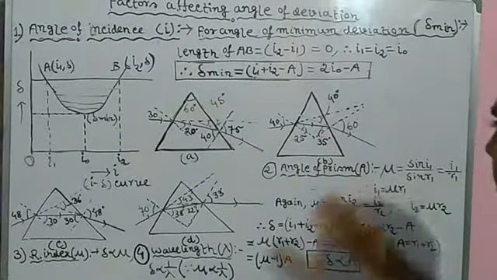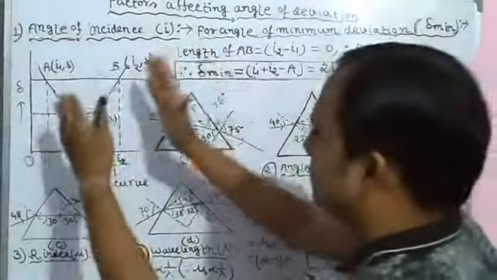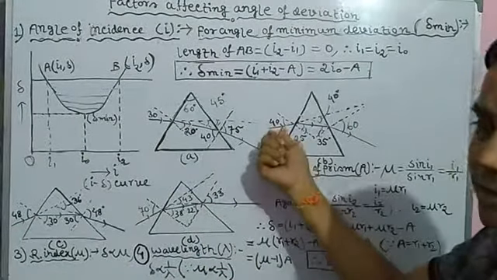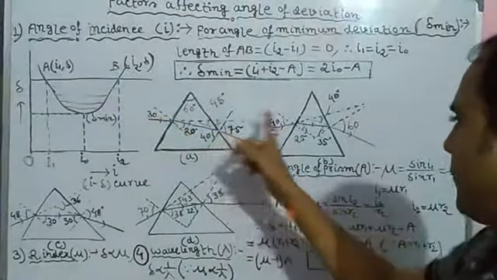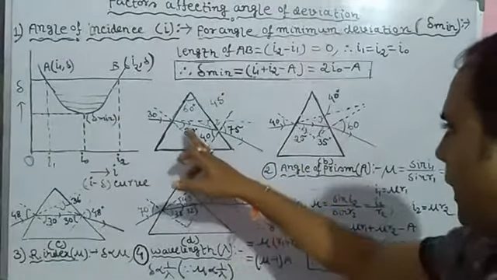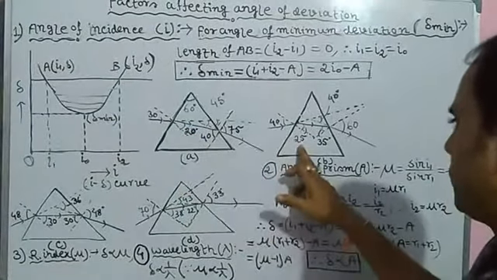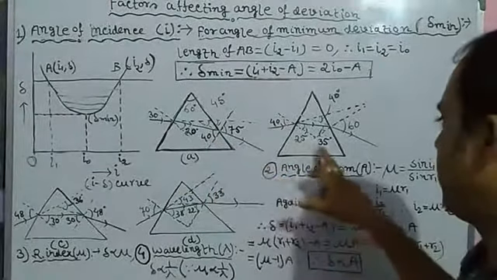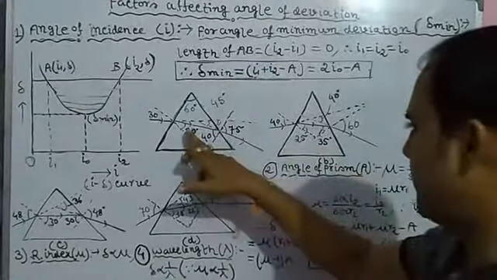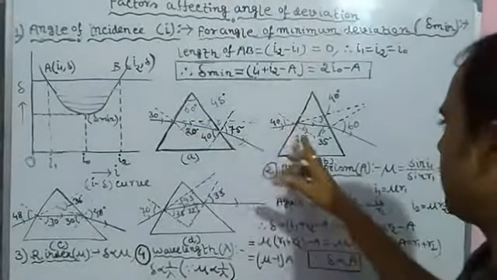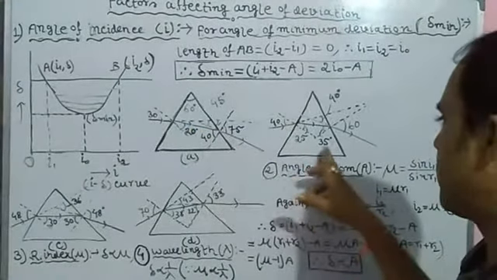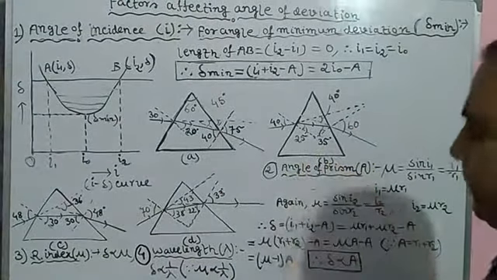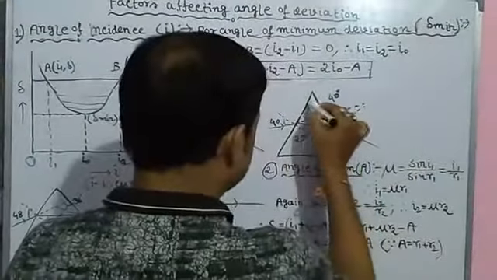We will try to match the diagram with the I-delta curve. So here the angle of incidence is slightly increased. It was 30, now it is 40 degree. R1 was 20 degree, now R1 is 25. R2 was 40 degree, now R2 is 35 degrees. R1 is increased by 5 degree, whereas R2 is decreased by 5 degree. So it balances; again 35 plus 25 is 60 degree.